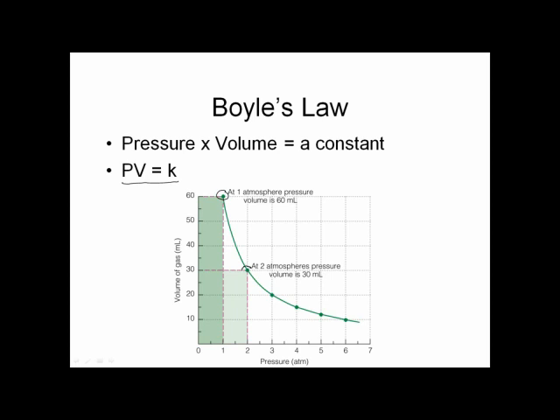So if we go to 2 atmospheres, we see 30 milliliters, so 2 times 30 is 60. And continue on, we could pick any spot. If we look at 6 atmospheres, we're going to see that it's 10 milliliters, and 6 times 10 is 60. That's what we mean by a constant.